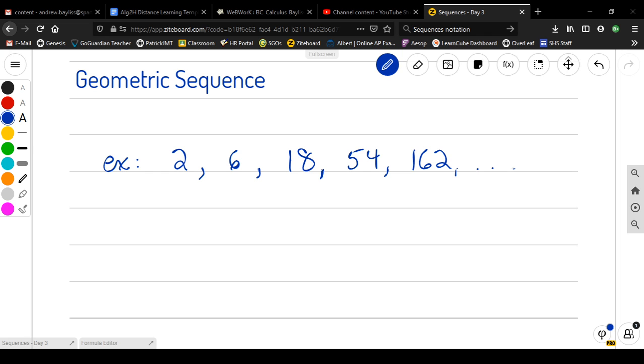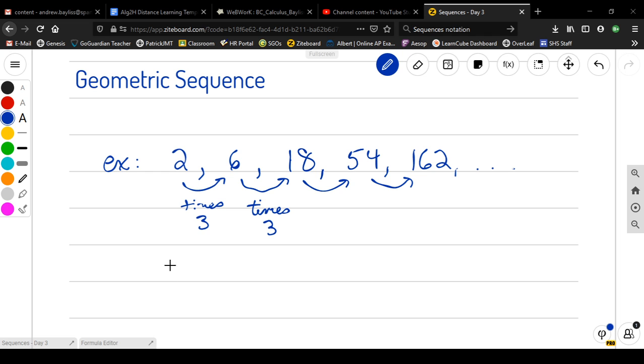Why is this a geometric sequence? Well, you may notice that going from one term to the next term, it looks like we're multiplying by 3. Every time you go from one term to the next, it's just a product of 3. You take your previous term, multiply by 3, you get your next term, right?